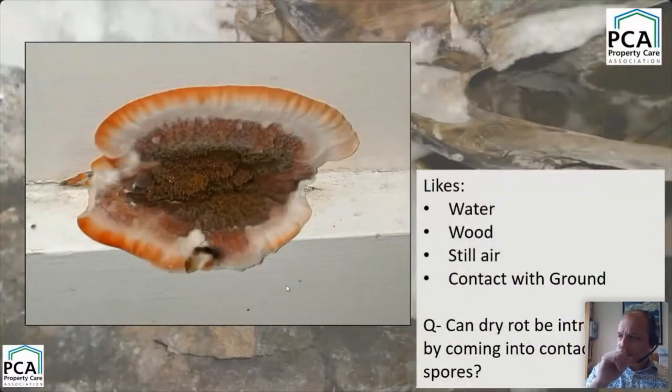So what is it like? Dry rot needs water, it needs food, and it generally likes quite still conditions. And the other thing that dry rot really likes, and I've never seen it grow without it, is some degree of masonry contact or ground contact. Now, one of the things that I was always told is that it needs some degree of calcium, and it gets that from the surrounding environment. It can't get that from the timber.